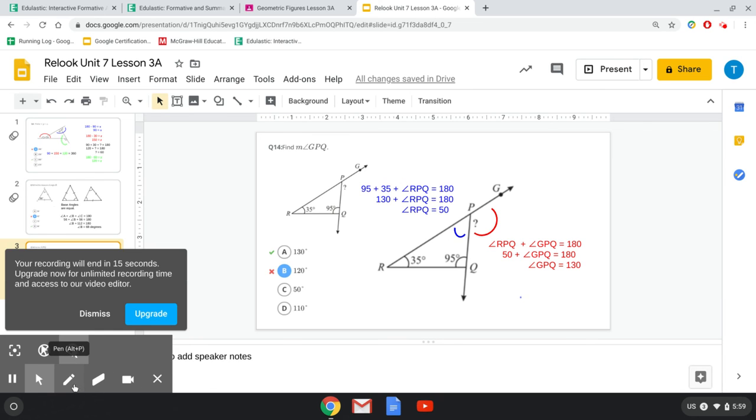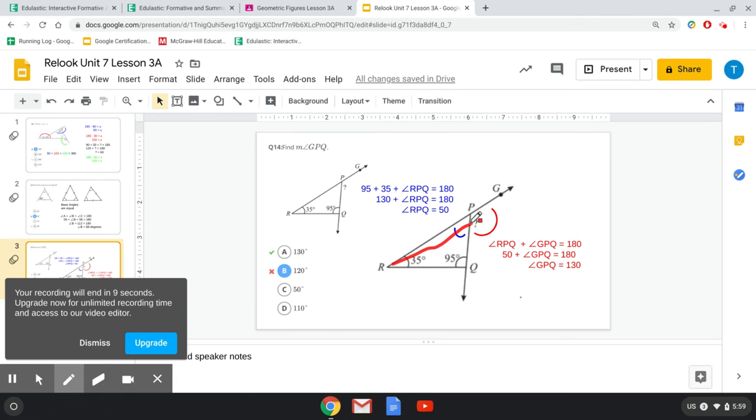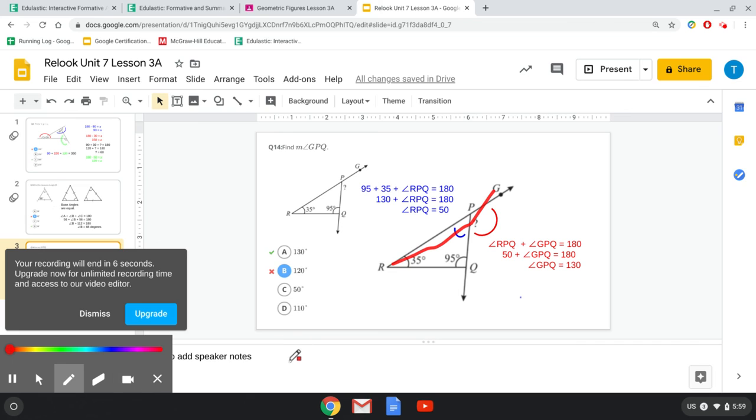Oh, geez, here was my line I wanted to draw. See, I could draw right here. Oh, I had my line there, straight line. Boom. All right, and I guess I'm done.